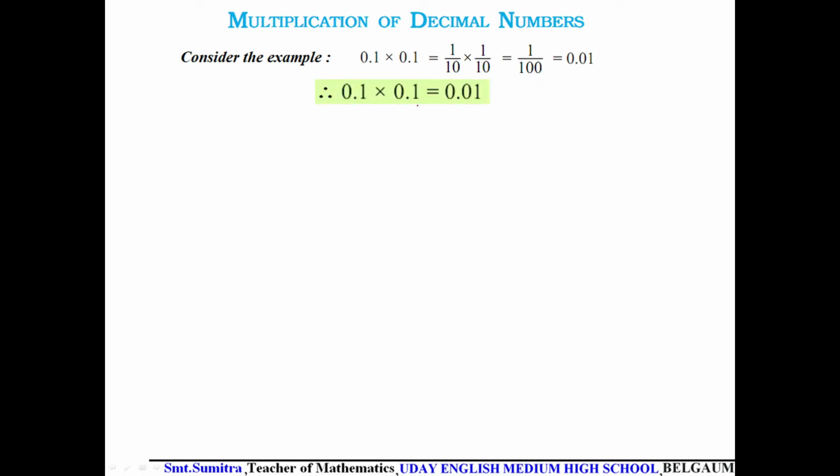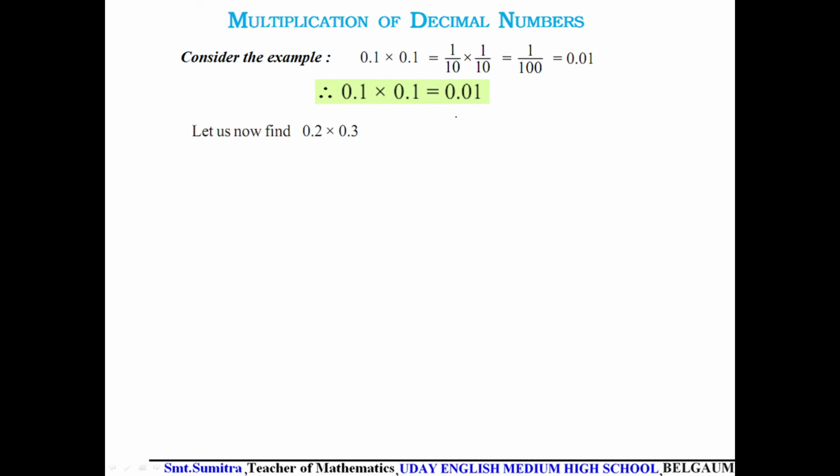Multiplication of decimal numbers. Consider the example 0.1 into 0.1. We know that 0.1 can be written as 1 divided by 10 into 1 divided by 10. I'll write the same. Multiply 1 into 1, 1. 10 into 10, 100. Further, 1 upon 100 can be written as 0.01 in decimal. Therefore, 0.1 into 0.1 is 0.01.